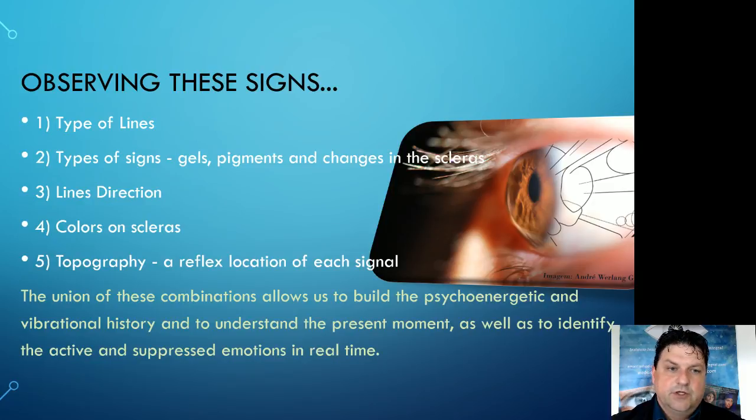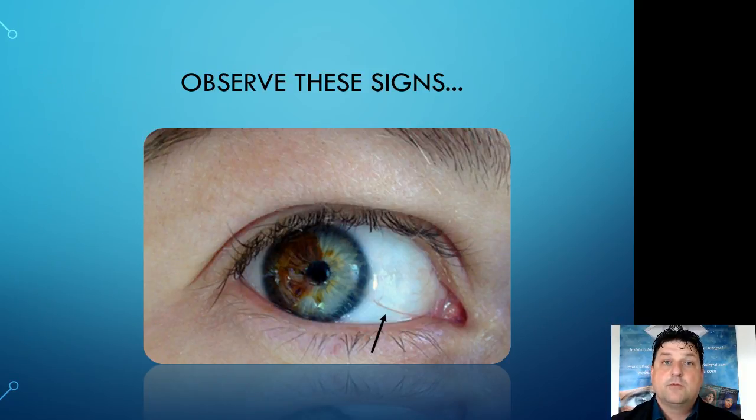The union of these combinations allows us to build the psychoenergetic and vibrational history, to understand the present moment, and to identify the active and suppressed emotions in real time. Let's see how it works. Observe these signs in this picture. It's just an illustrated picture, but let's observe this sign here. This line is enough to tell us something.